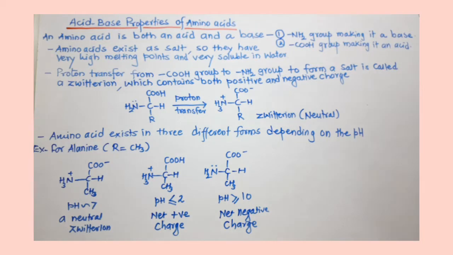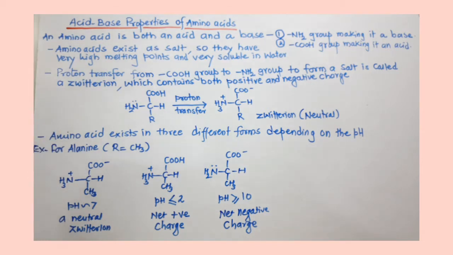Now, acid-base properties of amino acids. In the previous video, we have seen the meaning of amino acids and different properties related to them. Their classification also we have seen, and even we know the structures and abbreviations of the 20 amino acids which occur in nature.